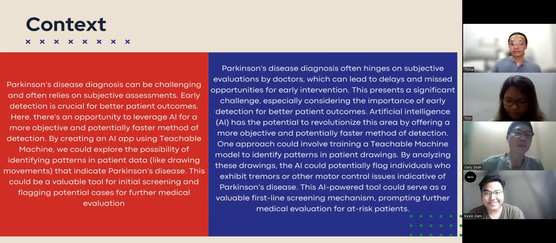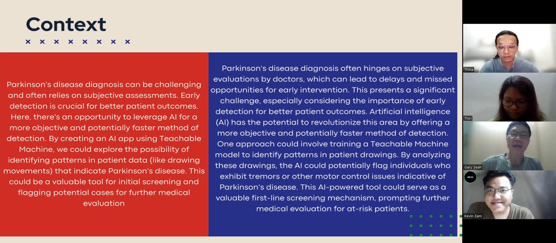Thank you, Kevin. Giving everybody context to the project. Parkinson's disease diagnosis can be challenging and often relies on subjective assessments. Our AI-powered tool could serve as a valuable first-line screening mechanism, prompting further medical evaluation for at-risk patients. Next slide.